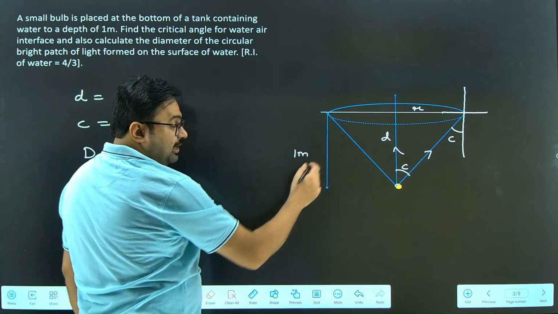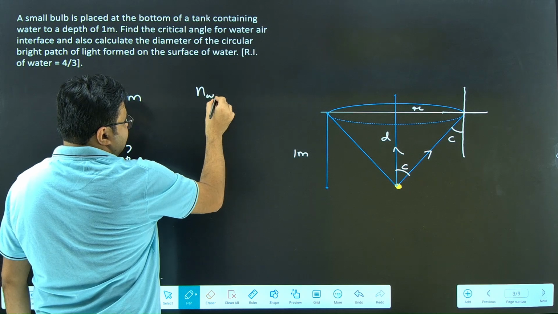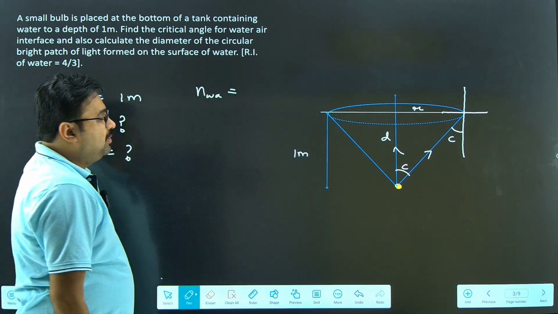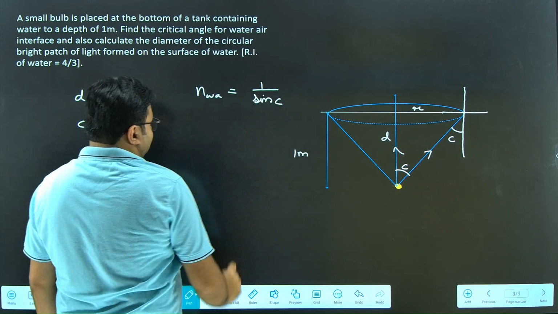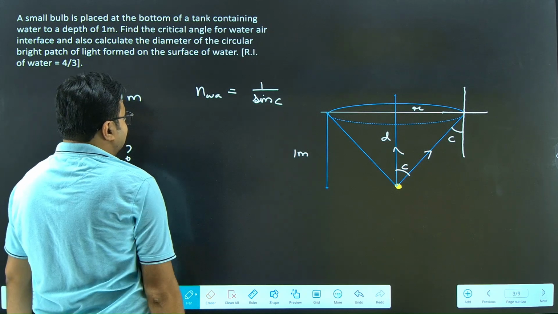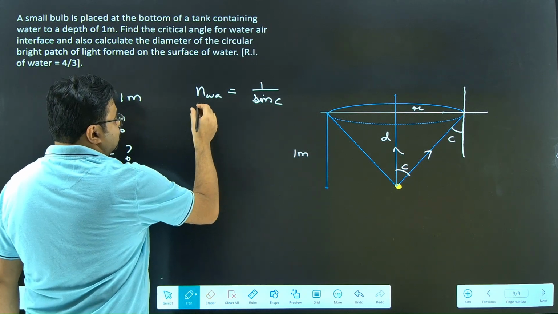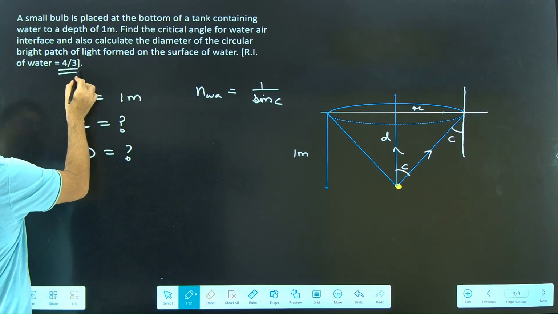We will find the critical angle. We know that the refractive index of water with respect to air, denser medium with respect to rarer medium, is simply equal to 1 divided by sine C. You can interchangeably use n and mu. This time I have used n. It does not make any difference. So refractive index of water is given in the question. It's given to be 4 by 3.